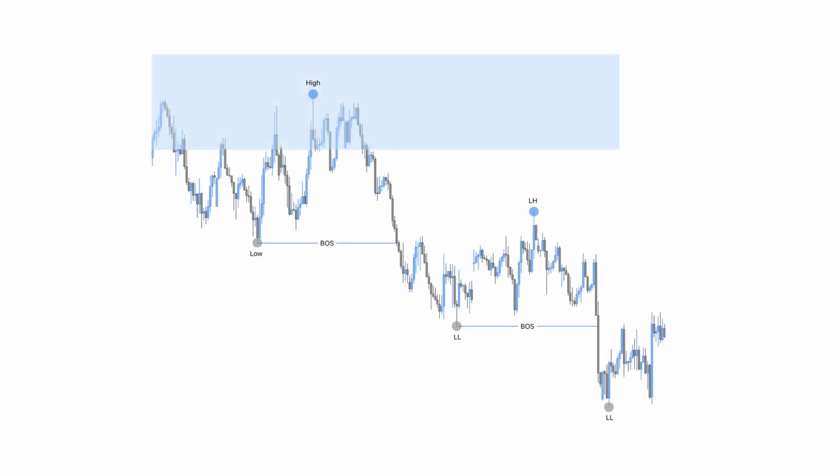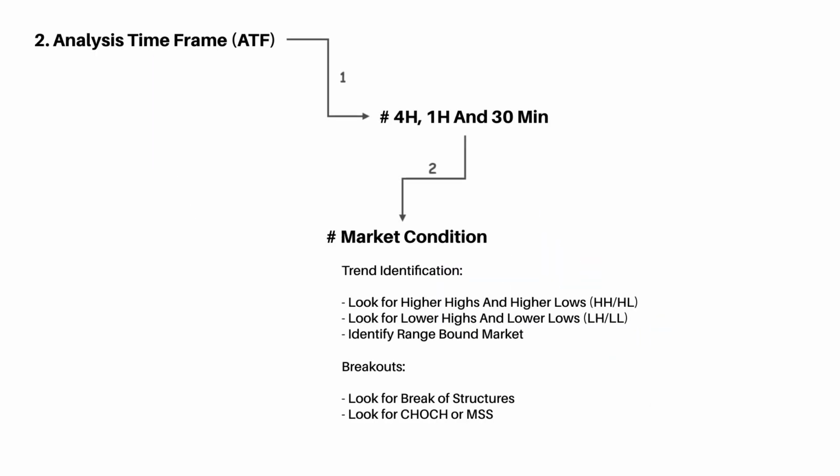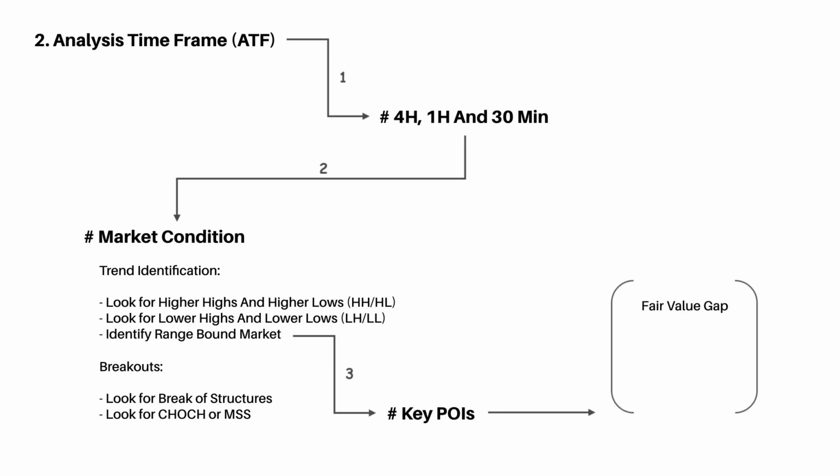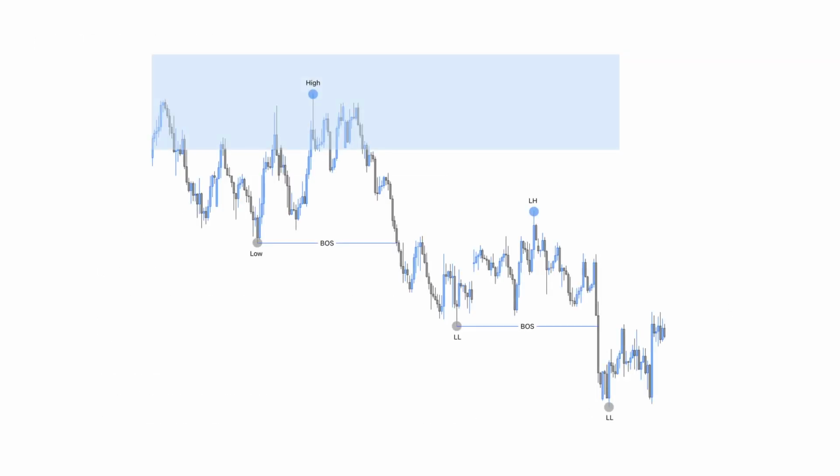Once the market structure mapping is complete, we then need to identify key points of interest within the analysis time frame. These are areas where price has the potential to react and respect. A point of interest can be a fair value gap, an order block, a breaker block, a mitigation block, or an IFVG. For example, on this 4-hour euro to US dollar chart, the most recent bearish break of structure is located right here at the origin of the bearish move that caused this break of structure.